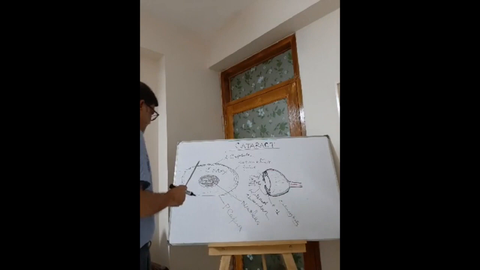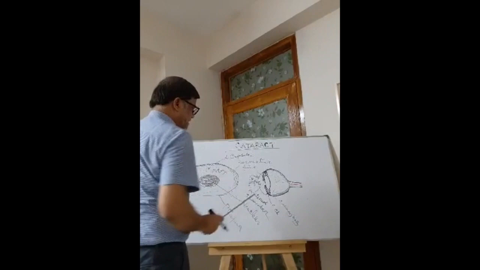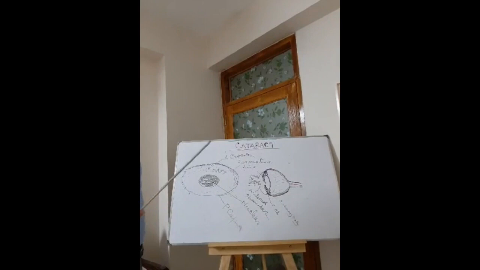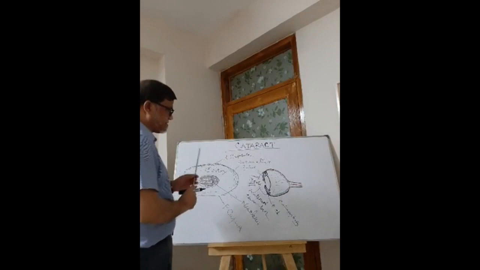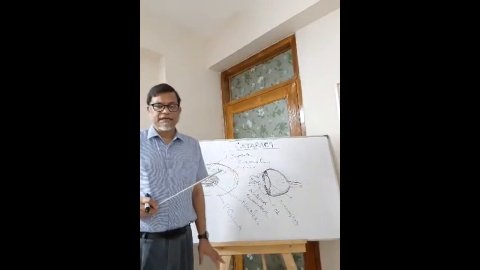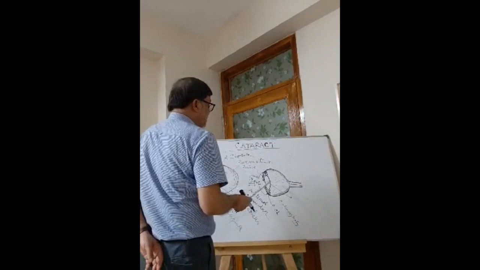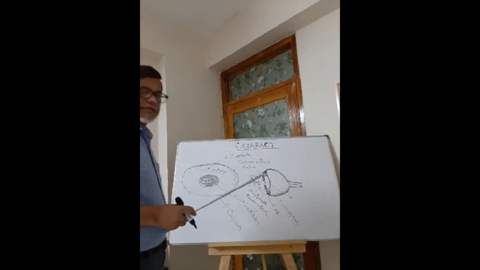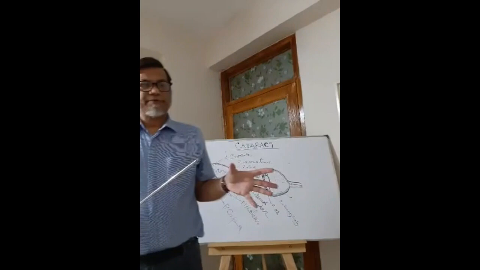Number two is auto-oxidation inside the lens. It contains reduced glutathione. Do you know what glutathione is? It is a reducing substance. It causes the clarity of the lens. When this reduced glutathione decreases in amount, the lens gradually becomes opaque.